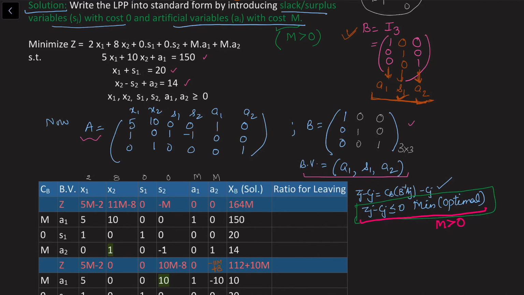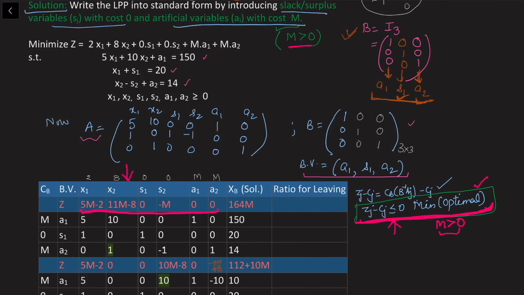Now we have calculated the Zj minus Cj. Let us look at it. Is Zj minus Cj less than or equal to 0 for the minimization? If it is less than or equal to 0 for the minimization, the current solution is optimal. But you can see that M is strictly positive, the penalty we considered for the artificial variable. So this 11M minus 8 is the most positive. It is not all less than or equal to 0.